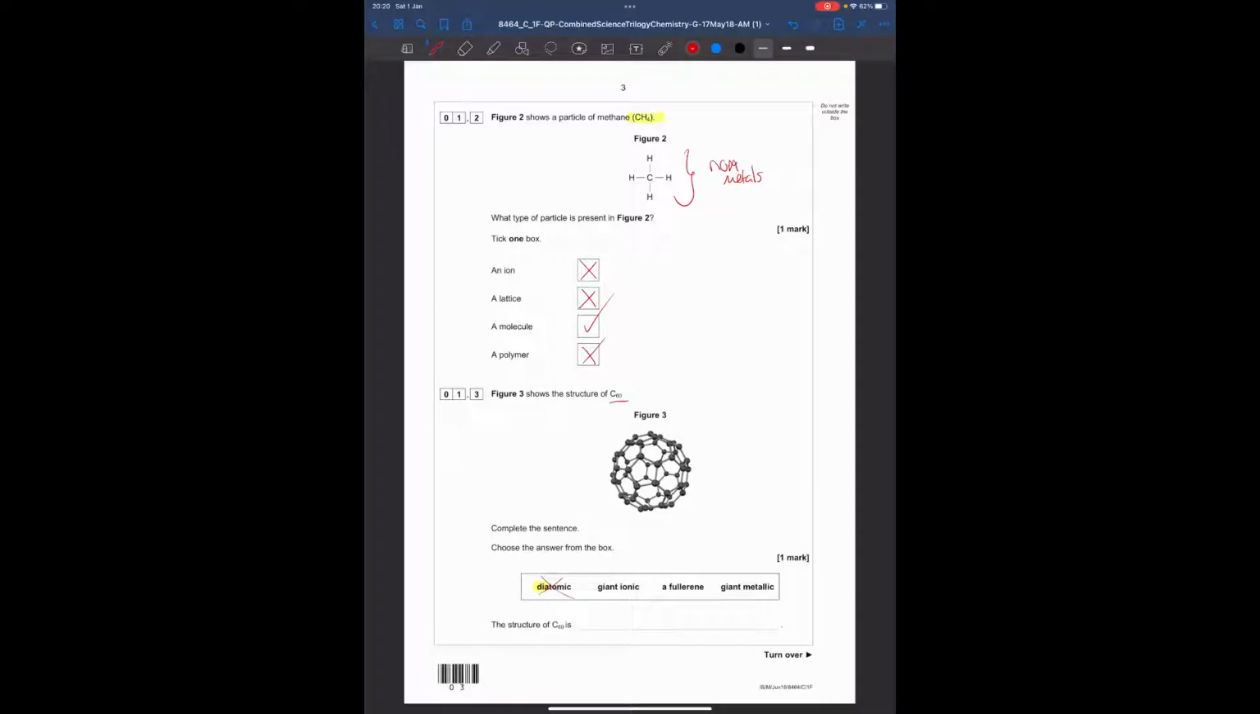Giant ionic would again have ions in it, which are positively or negatively charged. That's not in this diagram, so it can't be that. And it's not a metal, so therefore we are left with a fullerene. So the structure of C60 is a fullerene. A fullerene is when you've got carbon atoms arranged in a tube or a sphere. Okay?